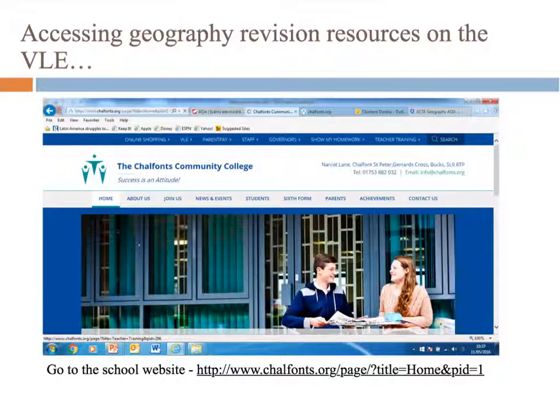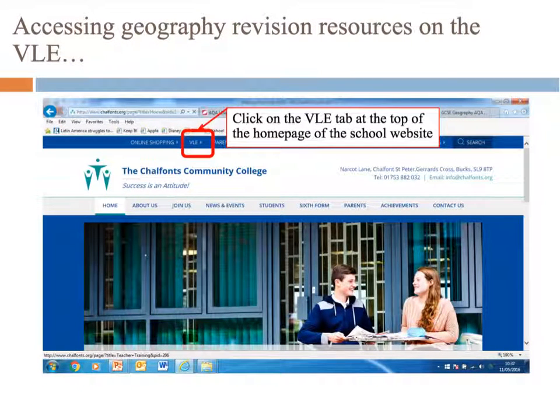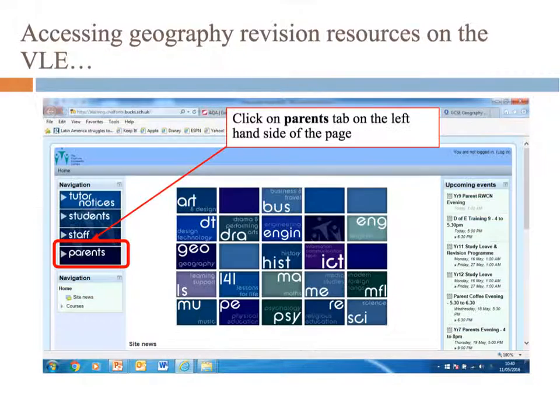Lots of revision materials, video clips, etc. have been made available to your child, and information came out of this in the Chronicle recently. It was made available at Parents' Evening. But for whatever reason, if you've lost access, you don't know how to access it, this is how you get the materials. So you go to the school website. You are then going to click on the VLE tab at the top of the home page of the school website. This will then take you to this page here, and you want to click on the Parents tab on the left-hand side of the page.